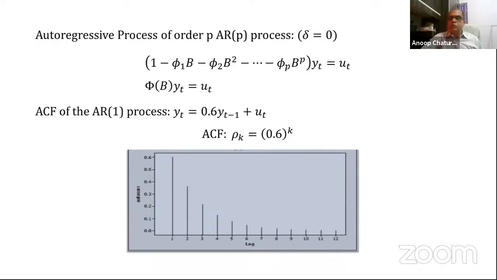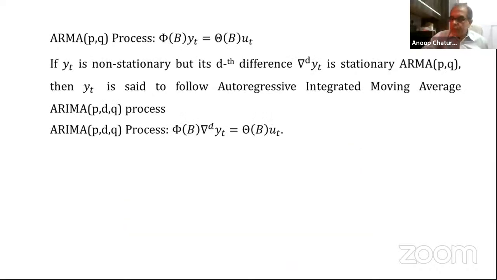Again, I'm not going into the details, I'm just giving you a brief idea of all these processes. Then we may define the ARMA process also. The ARMA process has both autoregressive terms as well as moving average terms. So phi(B) y_t indicates your autoregressive terms, and theta(B) u_t indicates your moving average terms. Order of the autoregressive term is p, order of the moving average term is q. So that's why this process is called the ARMA(p,q) process. p denotes the order of the autoregressive term and q denotes the order of the moving average term.